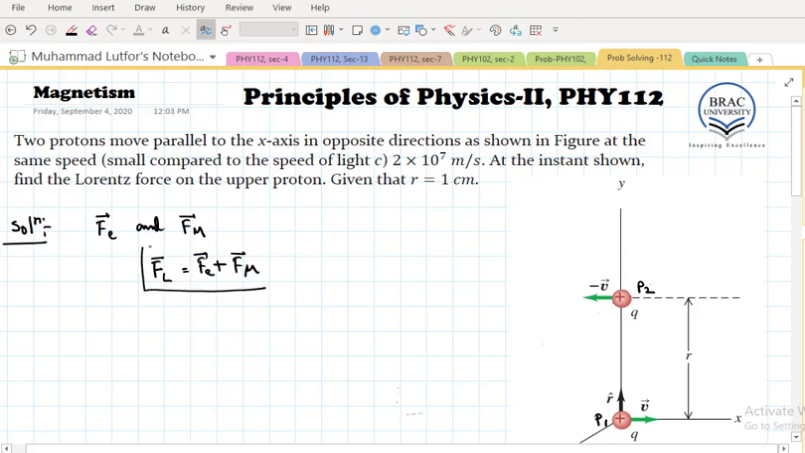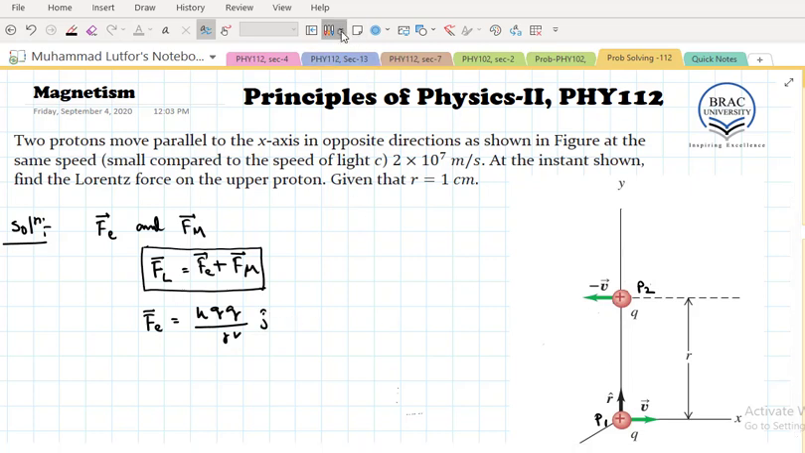First, the electrostatic force on these two protons. We can find it, since they gave us that formula, right? The electrostatic force would be kq divided by r squared times j hat, because if I draw the force on that proton, it will be directed this way. They will repel each other, right? So this would be the electrostatic force.